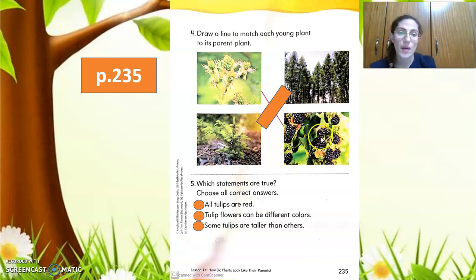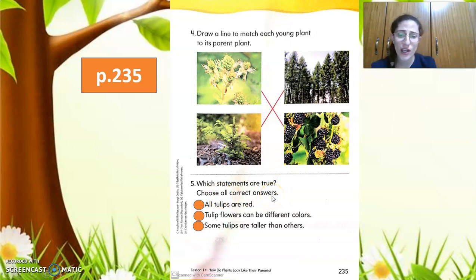Great. As it grows up, it will change its color to look like its parent, and it will have more leaves. What about the cedar tree? Where is the young of the cedar tree? Excellent. This is the young cedar tree because we could see that it has the same shape as the parent cedar tree, but in a smaller size. Clear? Number 5. Which statements are true?